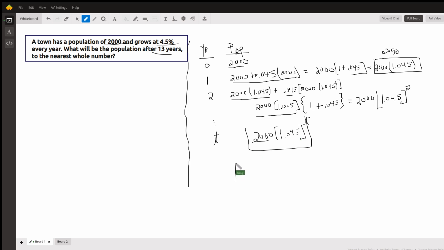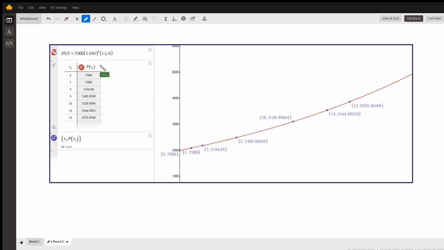So p of t is equal to 2000 times 1.045 to the power of t, where t is time in years. And here's what that looks like on Desmos. Here's the function, exponential growth, because the base for the power here is greater than 1. That's why it's growth.